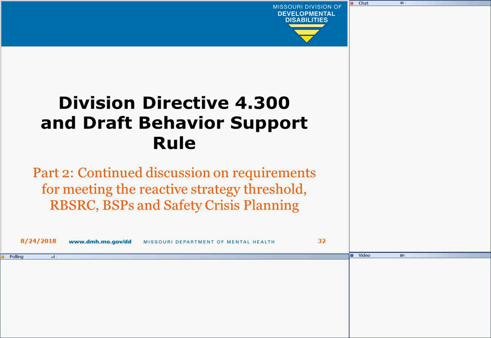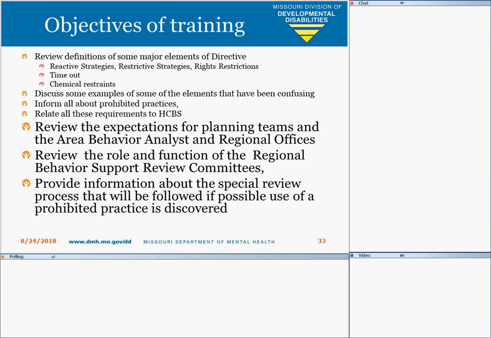Part 2 is going to go through expectations for planning teams. These are the support teams who are supporting individuals. Going to go through the expectations for the area behavior analyst and the regional offices around behavioral supports. We're going to review the role and the function of the Regional Behavior Support Review Committee. So if you haven't heard of these, that would be of particular interest to you. And I'm going to provide you some information about the special review process that will be followed if we discover possible use of prohibited practices.